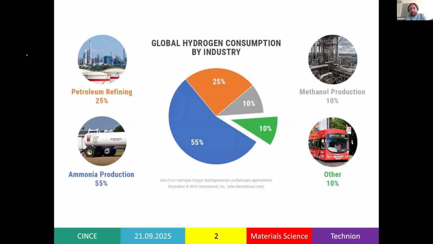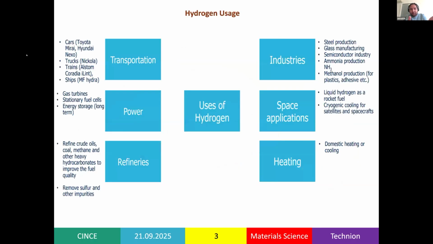So hydrogen has a range of applications, from petroleum refining to ammonia production to methanol production. Also, there is a small application right now to transportation and energy production. But most of the chunk of this hydrogen goes to ammonia production right now and to petroleum refining. If we look into details, it goes to transportation like cars, trucks, ships. So that is the future application. Right now, it is not commercially at that larger scale, but it has the potential.